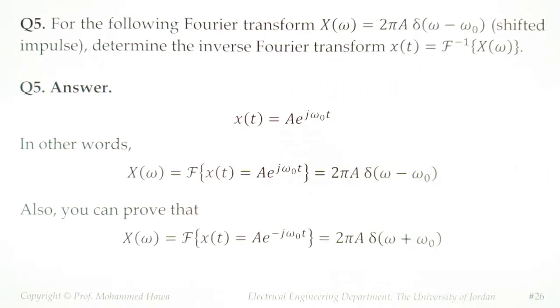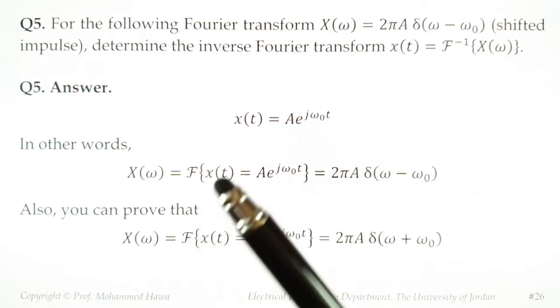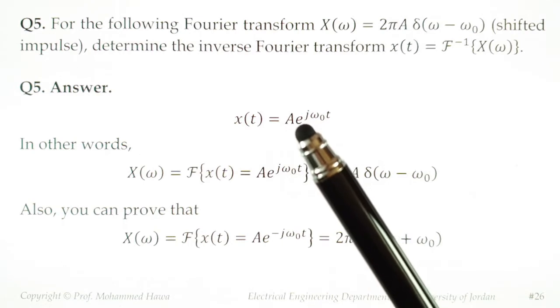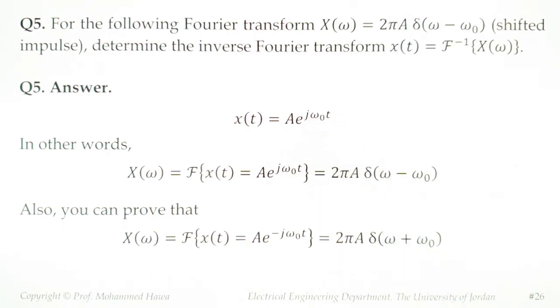Remember that when we had constant a in time domain, we got an impulse around 0 in frequency domain. I ask a question, what signal x of t in time domain gives you a shifted impulse in frequency domain? Please do the Fourier inverse and prove that x of t here is a constant a again, but this time multiplied by e to the j omega naught t.